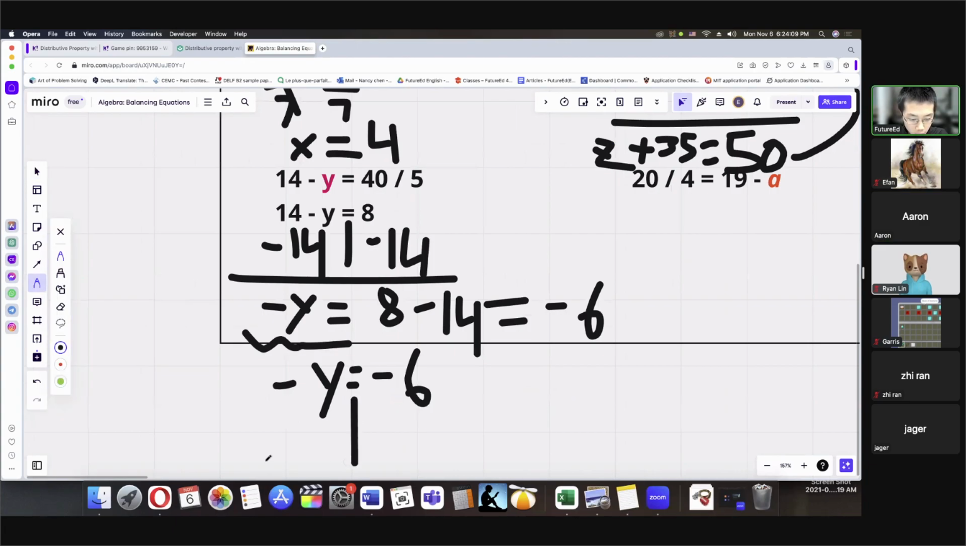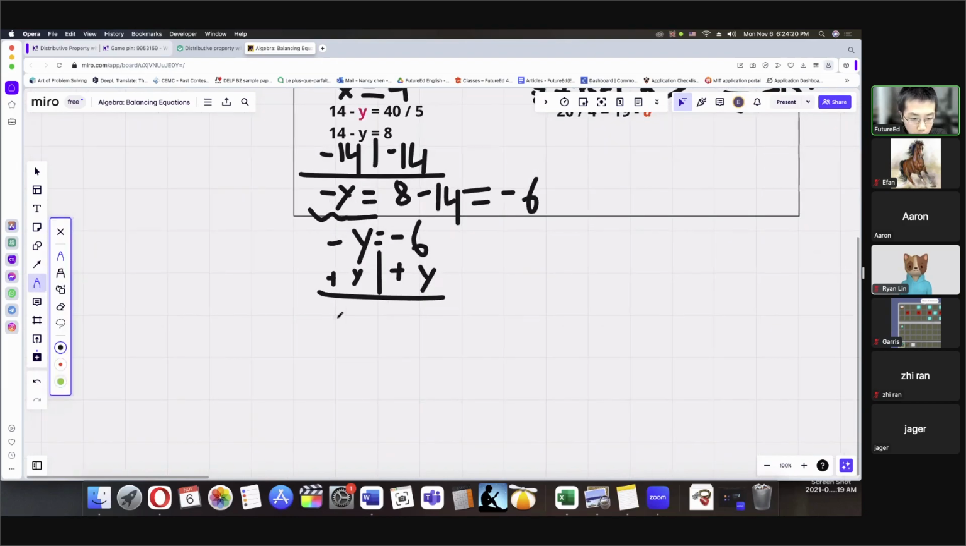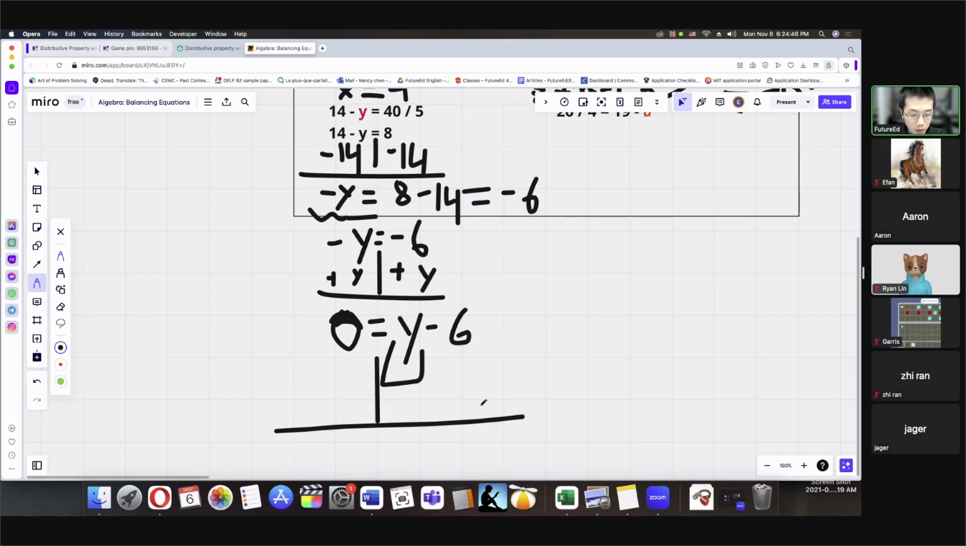So we add y on the left side and add y on the right side. So we have 0. Yeah, let's go down a little. We have 0 is equal to y minus 6. And how do we isolate y? This is a 0, by the way, not another 6. So there's the -6 being kind of troublesome on the right. So how do we get rid of the -6? Add.